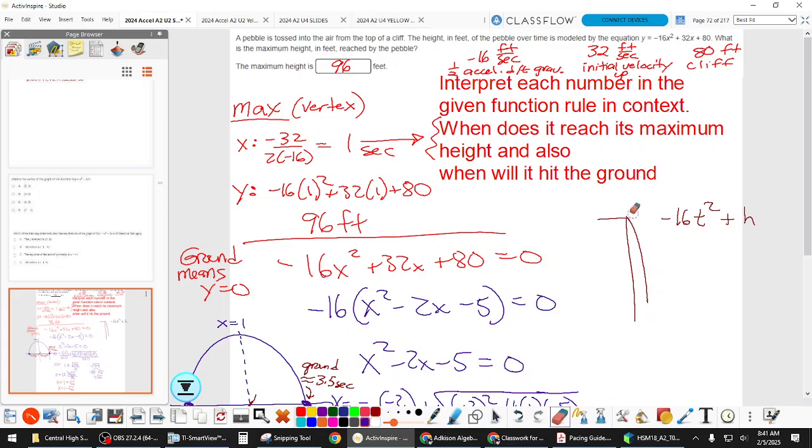So let's try this. Let's say you time it and it takes 3 seconds to hit the ground. How high up are you? 48. I want you to write it down and solve it. Or at least do it on your calculator maybe.